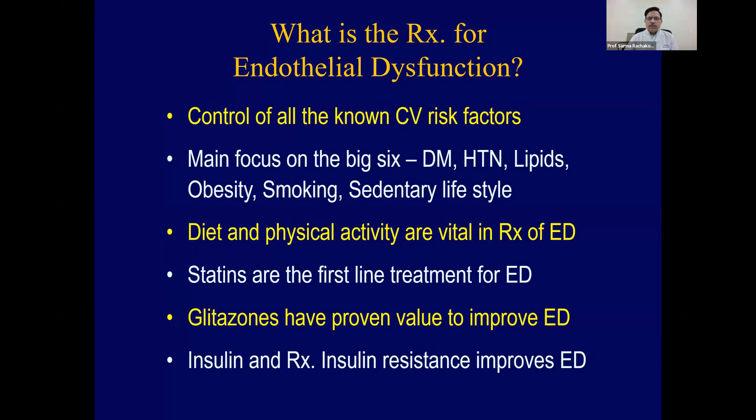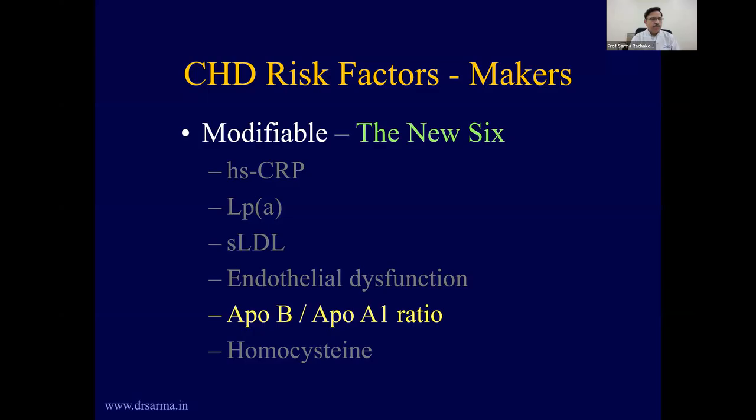Glitazones also have a proven value in endothelial dysfunction. Insulin and treatment for insulin resistance improve the endothelial dysfunction. In one word, control the major risk factors. Think of statin, think of glitazones, control the insulin resistance. Endothelial dysfunction can be controlled.